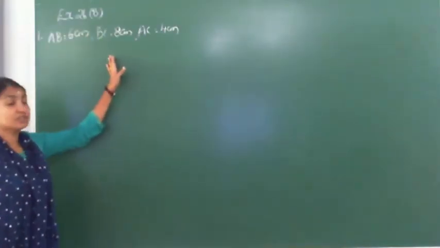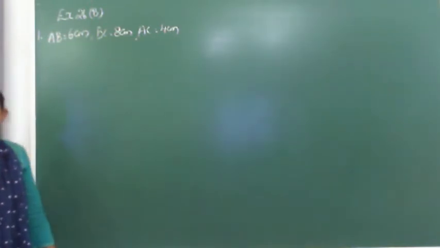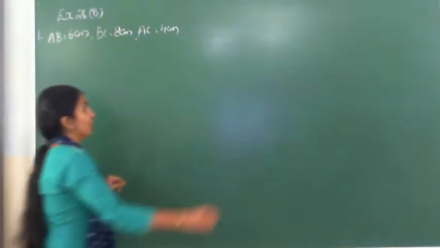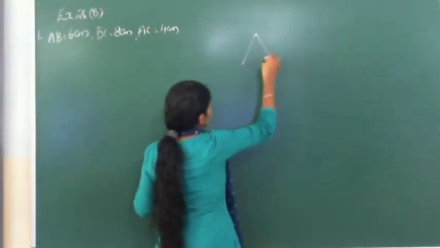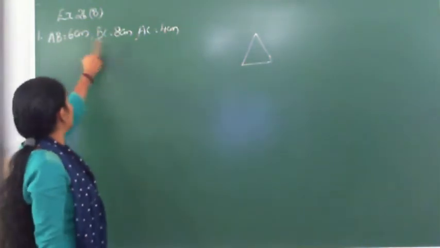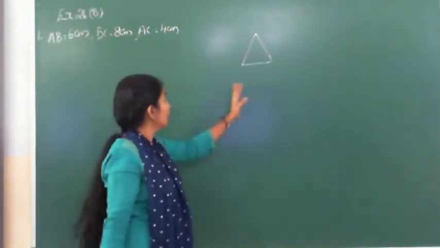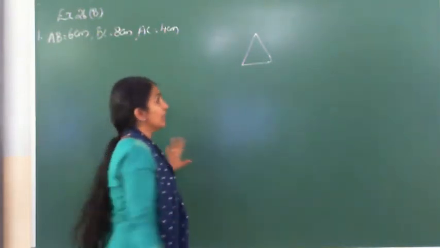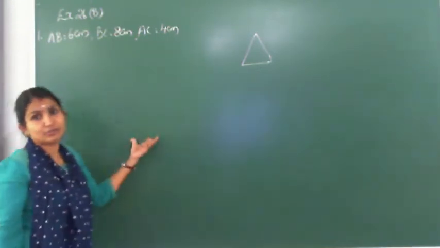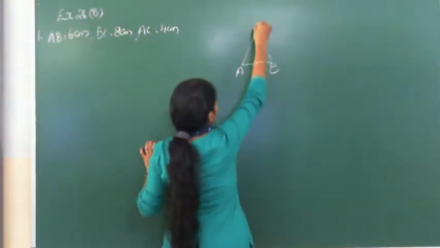So this is the first question: AB, BC, AC, three sides given. The first thing is we want to draw a rough figure. It is important to draw the rough figure. In that we are going to name it as ABC. It's up to you, any way you can mark this ABC, but what you mark in the rough figure, the same way you should construct it. So I am going to write here A, B and C.